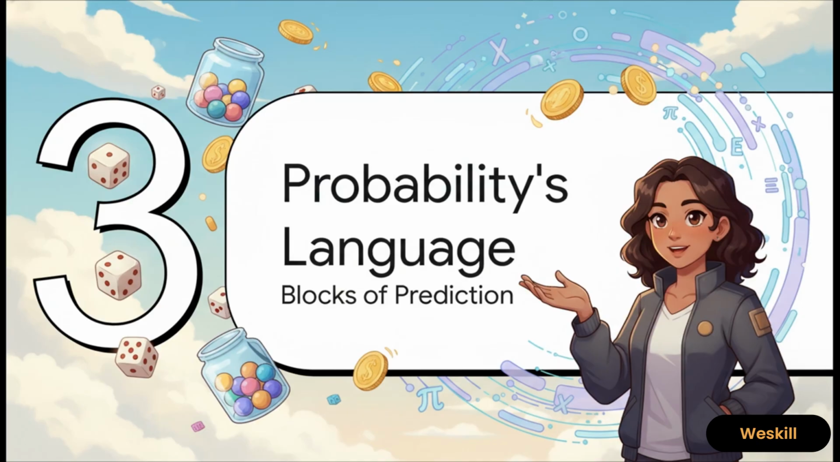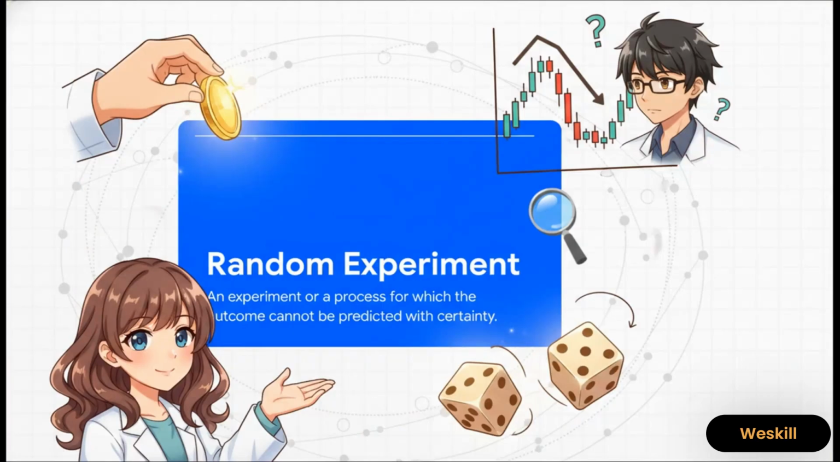So let's get into the three fundamental terms that are basically the building blocks of probability. Okay, first up, a random experiment. Now, this is basically any process where we just can't know the exact result before it happens. Think about it, flipping a coin, rolling a die, even trying to predict what the stock market's gonna do tomorrow. If the outcome isn't a sure thing, well, that's a random experiment.